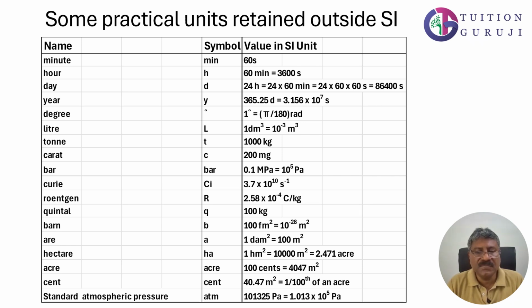1 barn is equal to 100 femtometer square, which is equal to 10^-28 meter square. 1 femtometer is equal to 10^-15 meter. 1 are is equal to 100 meter square. 1 hectare is equal to 10,000 meter square, which is equal to 2.471 acres. 1 acre is equal to 100 cents, which is 4,047 meter square. 1 cent is equal to 40.47 meter square, which is 1/100th of an acre. These units we are using for measuring the area of land.